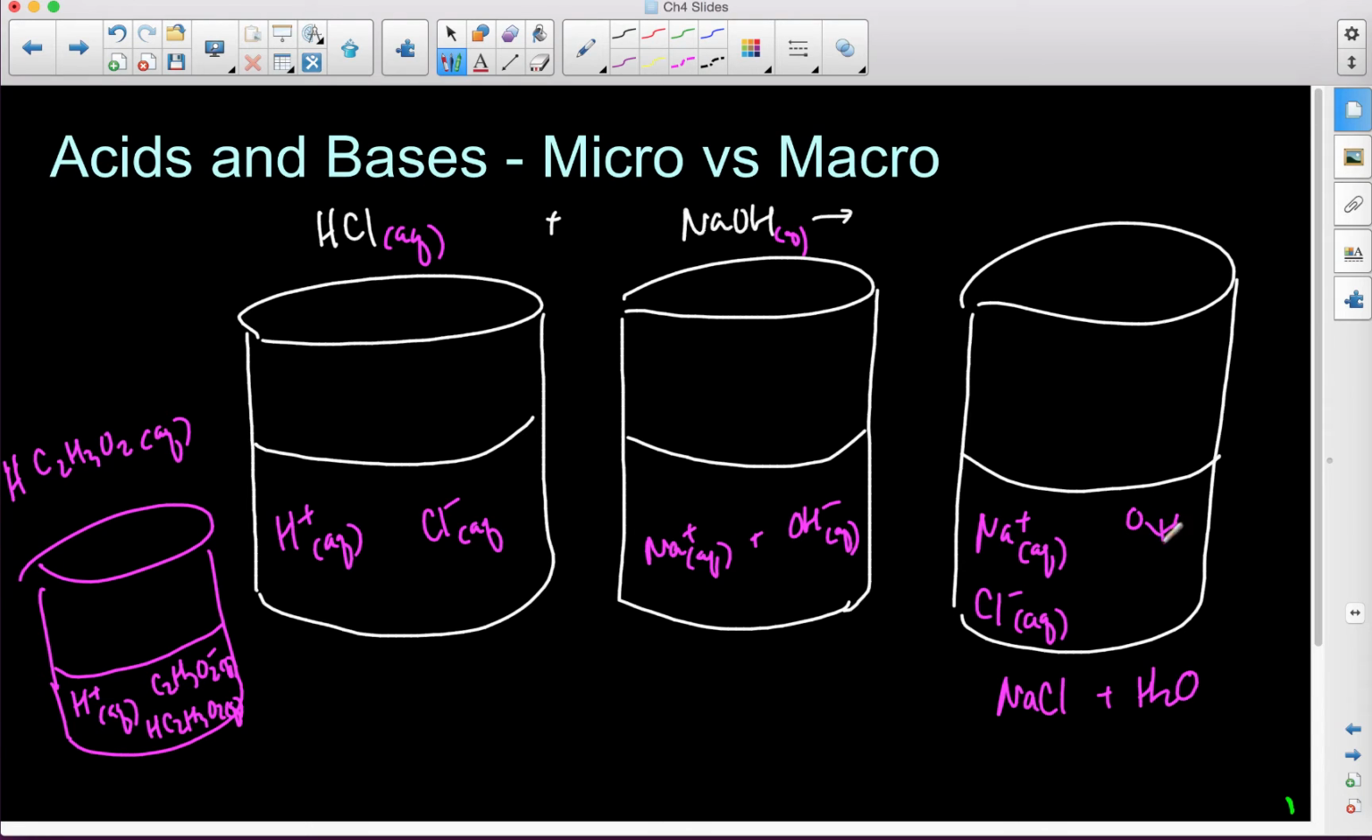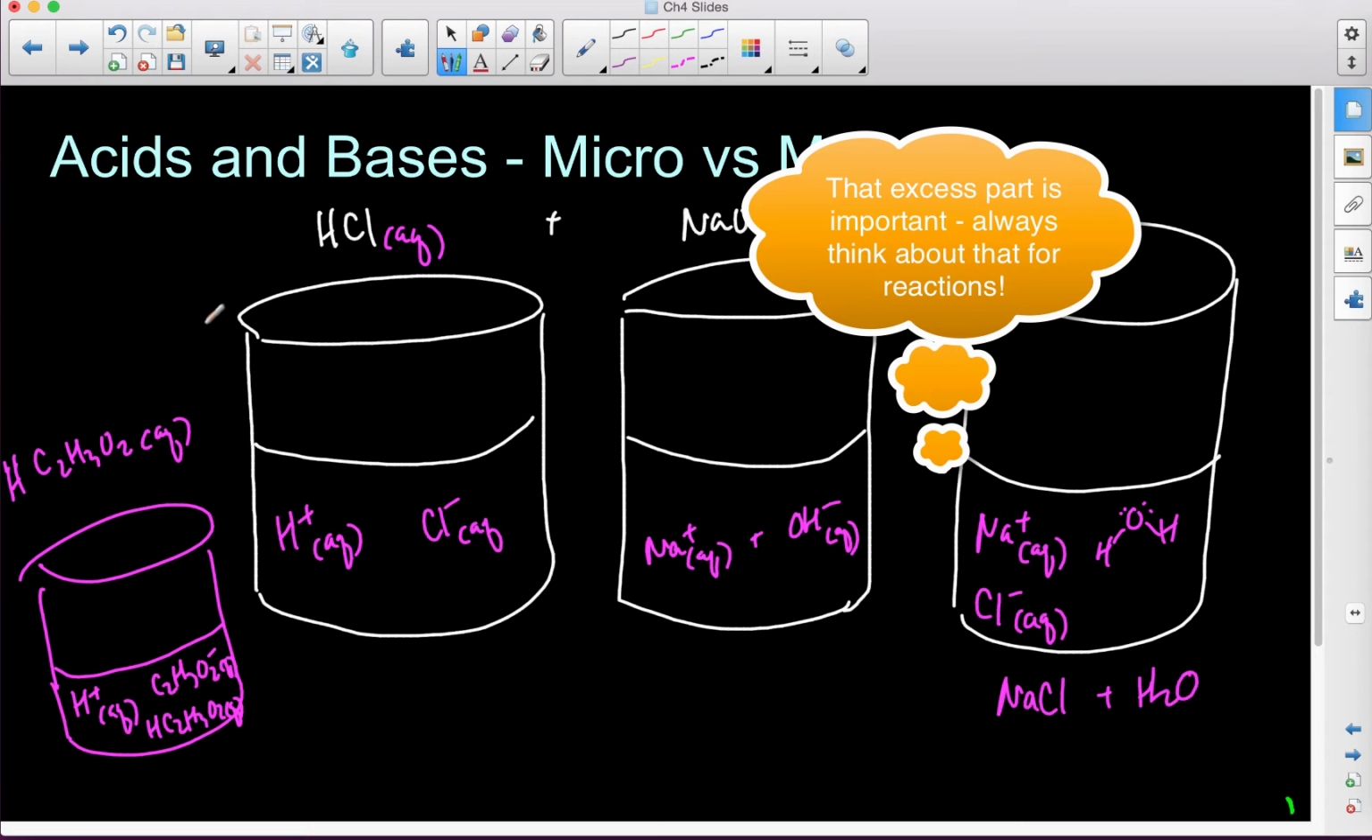Right. Water molecules. Yes? Not ions. Water's not an ionic compound. That's what's going to be floating around in addition to any excess of these two things. Yes? Does that make sense?